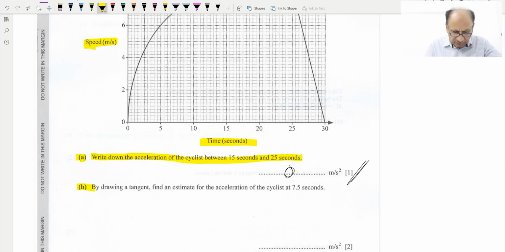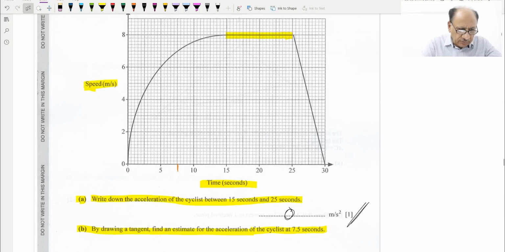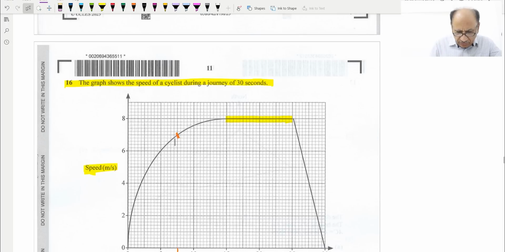Now for part B, by drawing a tangent, find an estimate of the acceleration of the cyclist at 7.5 seconds. So 7.5 seconds will be in the middle over here, not here, over here. This will be 7.5, and over this point we need to draw the tangent. If we draw the tangent, if I draw a line, I'll try to be as accurate as possible.